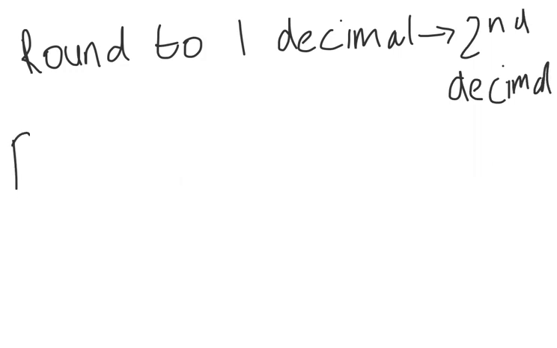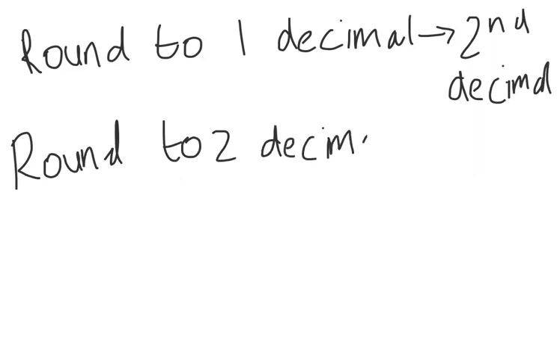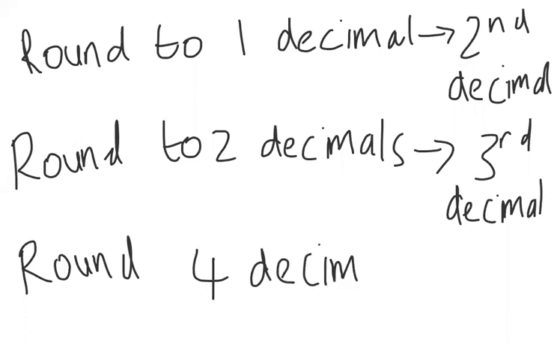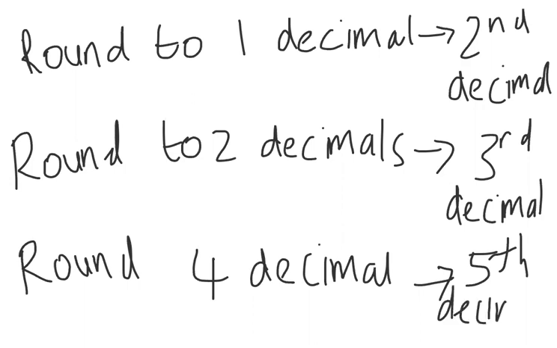If you want to round to 2 decimals, then focus on the third decimal. I'm going to show you now a couple of examples, and we can go on. If you round to, let's say, the 4th decimal, you focus on the 5th decimal. It doesn't matter how you look at it. Whatever number is there, you just plus 1.